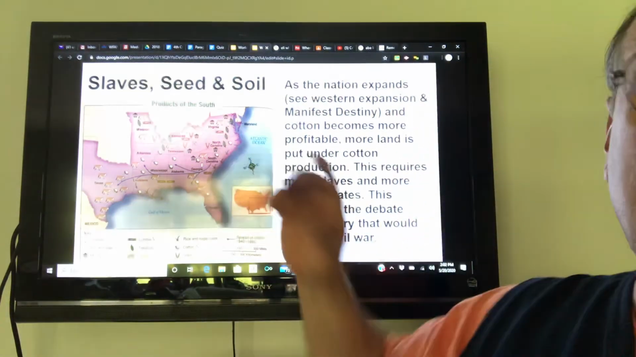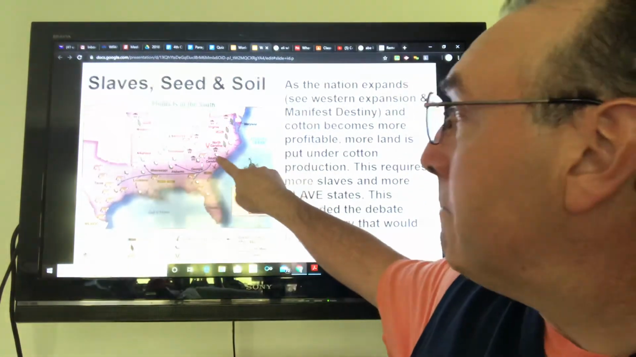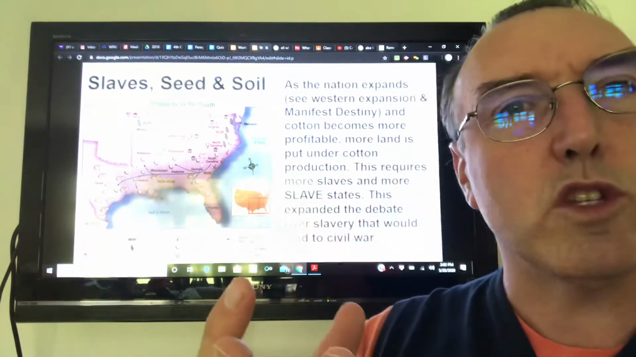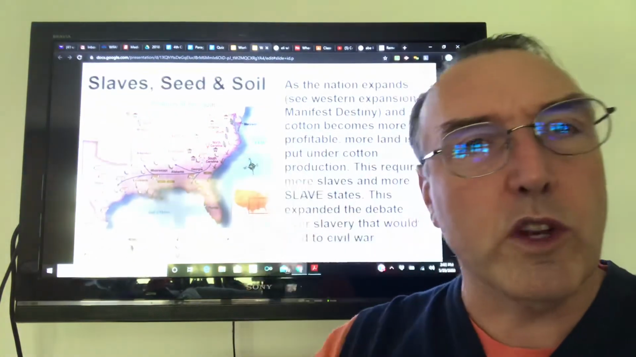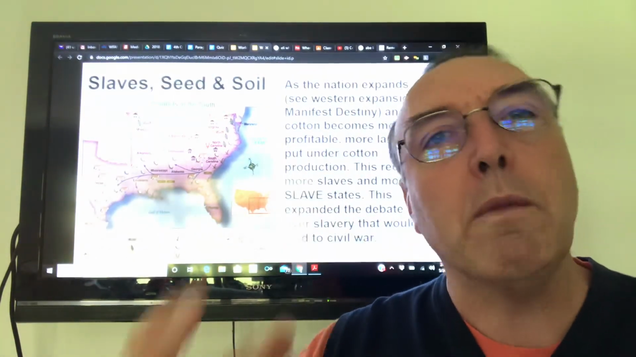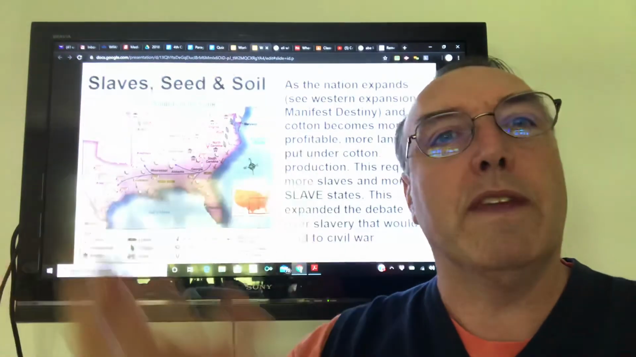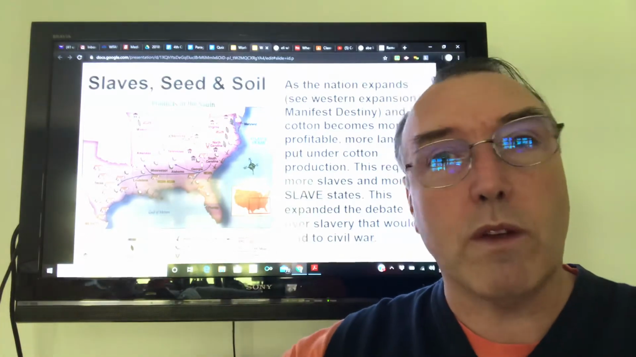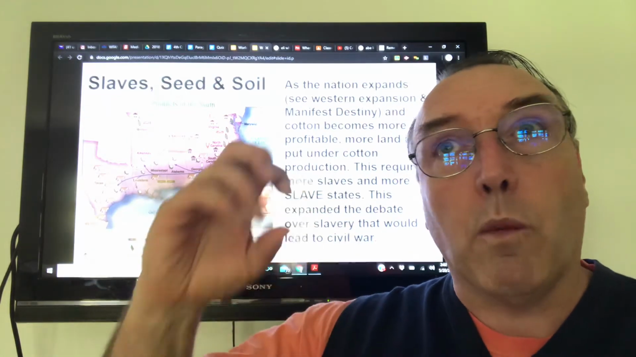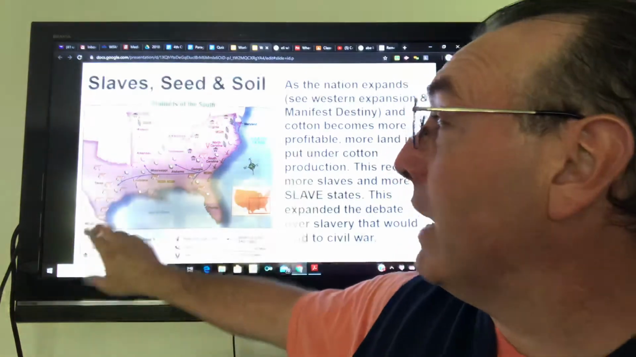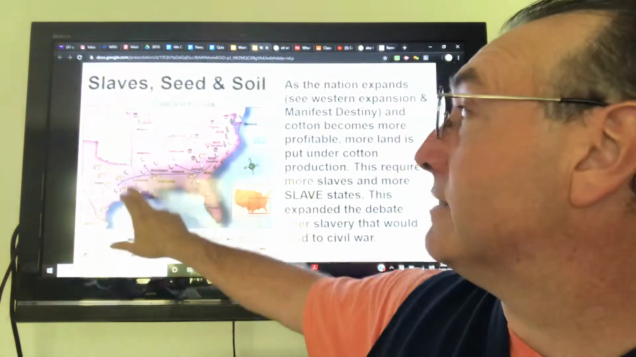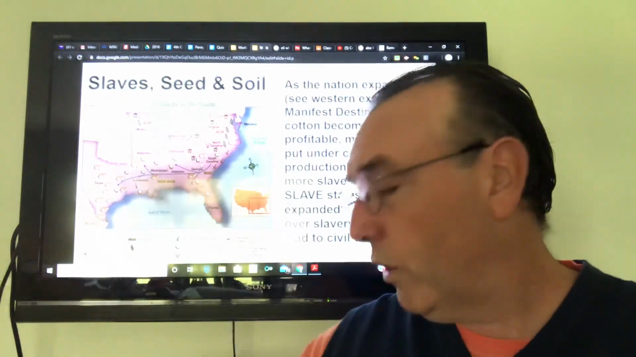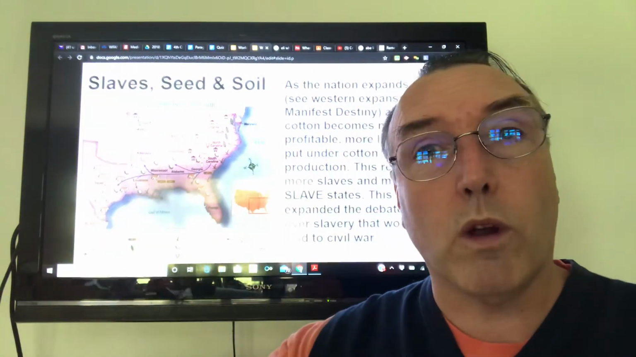And on this map, when you look at it on the PowerPoint, we see these arrows. Cotton is really harsh on the soil. It sucks all the nutrients, all the good stuff, out of the soil. They need to keep moving around. They need more and more land to cultivate cotton, and they want to keep moving west. So we add slave states like Texas, and places like Arkansas and Louisiana, largely so that they can expand slavery there and continue growing more and more cotton.